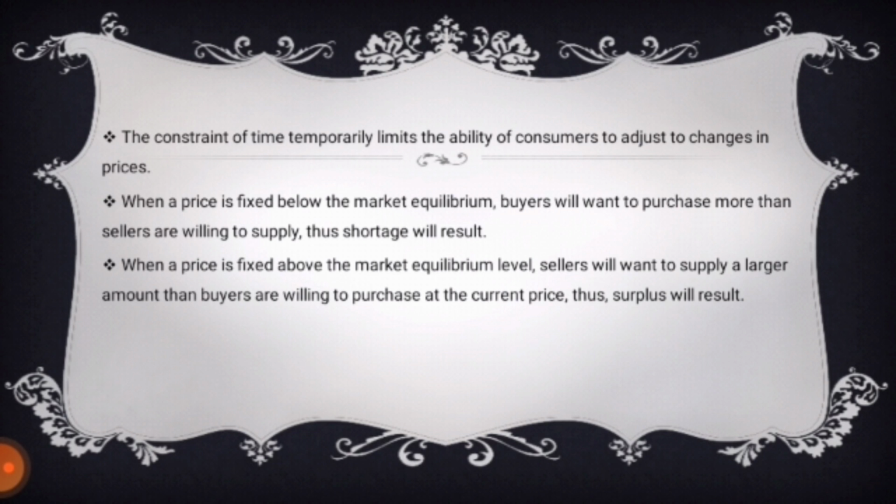Non-price factors such as waiting lines, quality deterioration, and illegal transactions will play a more important role in the rationing process. And the last is when a price is fixed above the market equilibrium level, sellers will want to supply a larger amount than buyers are willing to purchase at the current price. A surplus will result.